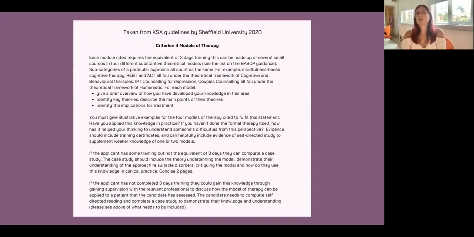I've put this up because I particularly like how Sheffield University have broken down criteria 4 to make it very explicit what's required. I think this goes over and above what the BABCP do, and I wouldn't think of paraphrasing this because I think it's really clear.